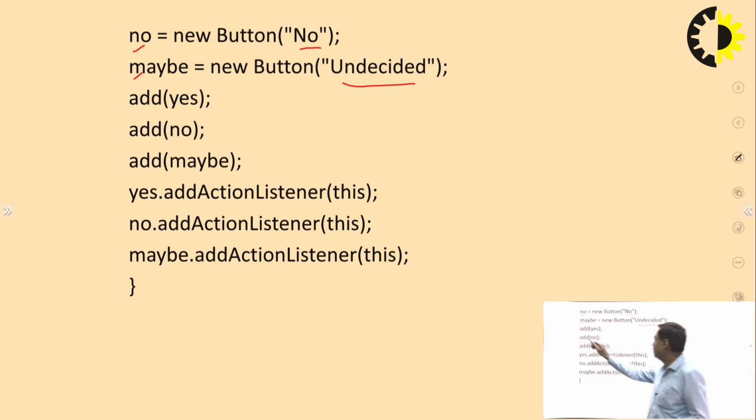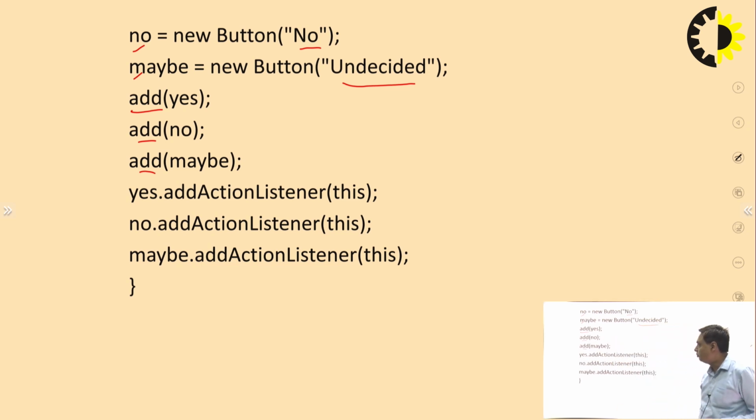Very simple method, as in the previous example: just use the add method and pass the object names yes, no, and maybe, and these buttons will be added in the applet window, or you can say the GUI based Java application. Up to this level it is okay, your buttons will be displayed. But when you click on a button, nothing will happen, because till now we have not implemented the event handling concept. We need to register each button so that the button can receive the click event.